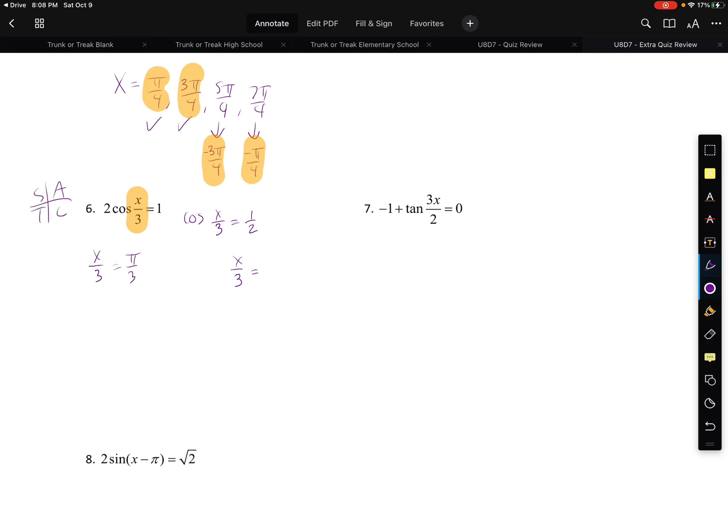ASTC. So if we're talking about 60 degrees with cos, we're also here. And if we have that, we'd have 5 pi over 3. But what's the issue? Our domain. We can't have 5 pi over 3. So we need something coterminal. So negative pi over 3 plus our 2 pi n.